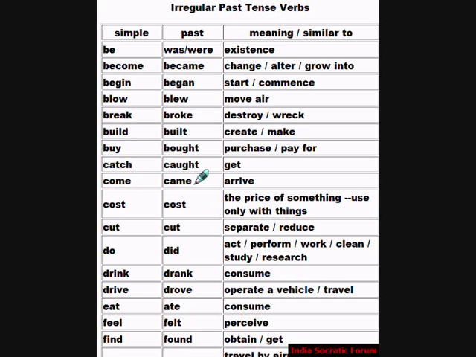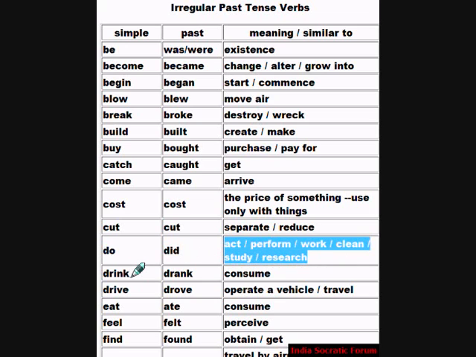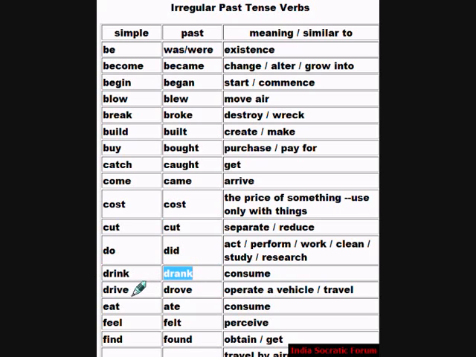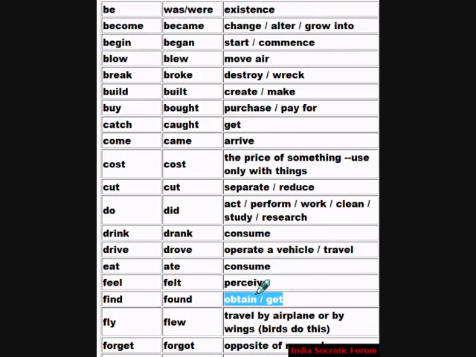Come. Past tense is came. Come means arrive. Cost. Past tense is cost. Cost means the price of something. Cut. Past tense is cut. Do. Did. Read the meaning like this, okay? Drink. Drank is the past tense. Drive. Drove is the past tense. Eat. Ate is the past tense. The meaning of eat is consume. Feel. Felt. Pursue is the meaning. Find. Found. Obtain or get is the meaning of it, okay?